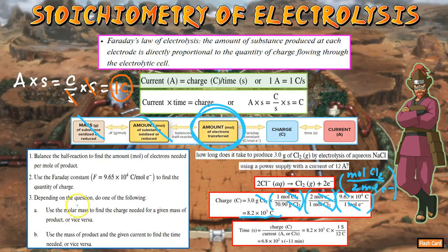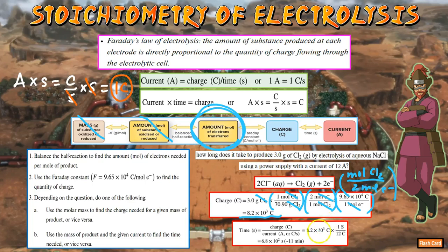Now for the third step, it just depends on the question. They want us to find time, so we'll use the relationship of charge and the given current to find the time needed. We know that time is going to equal our charge divided by our current. You can solve for time using this equation. So we're going to take our 8.2 times 10 to the 3 coulombs and divide by our 12 amperes. We know that amperes is simply coulombs per second, so that's 12 coulombs per 1 second.